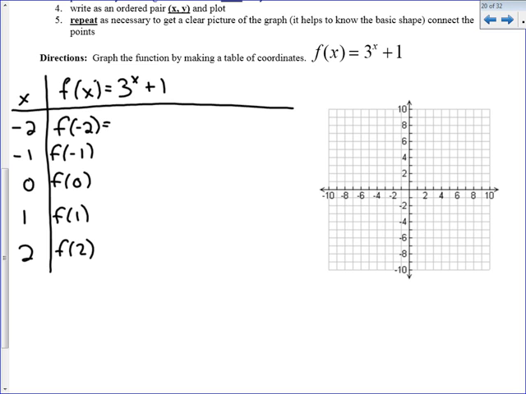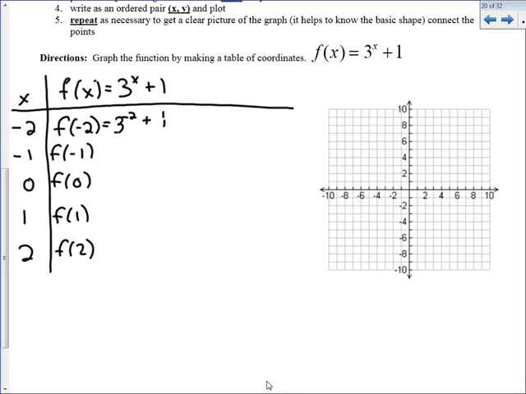So f of -2, just going to substitute -2 in for x and evaluate. F of -1, we're going to substitute -1 in for x and evaluate. Again, it's not exciting. There's not different things happening. It's just the same thing 5 times.